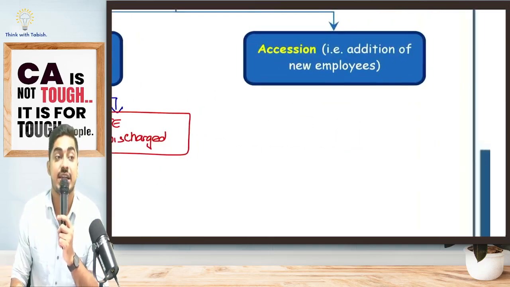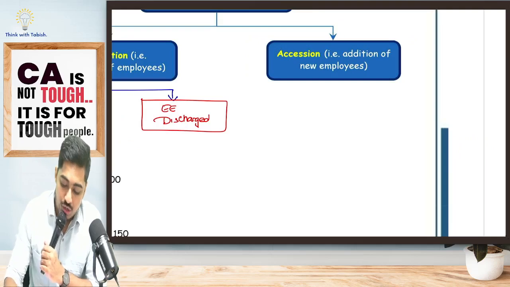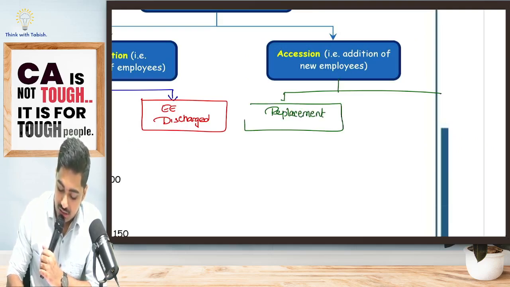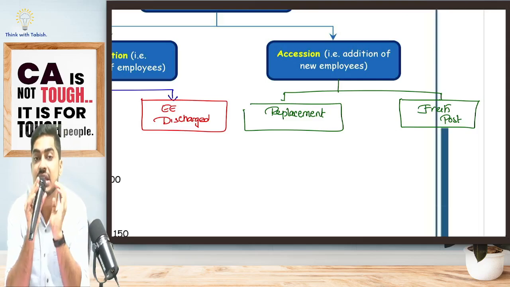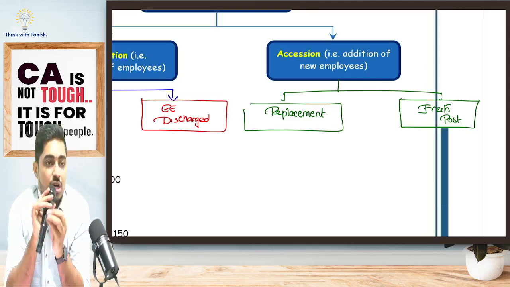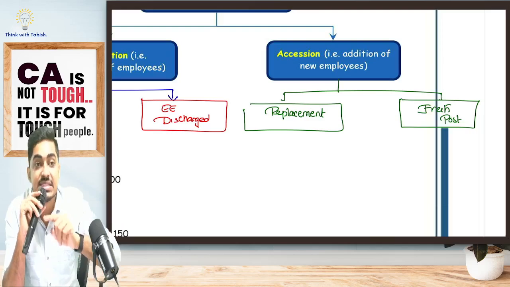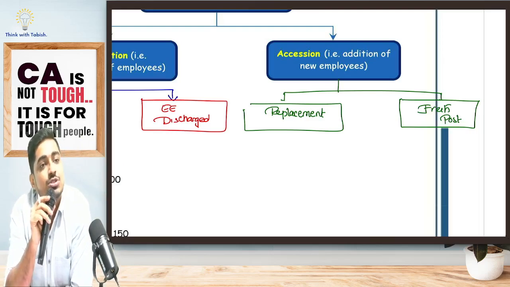Or one more thing can be accession. That means new employees are coming into the organization. What can be the reason for accession? It can either be a replacement to an existing employee, or it can be for a fresh post altogether. Accession or addition can be one of these two. It can either be a replacement to an existing employee. Mohan was there, Mohan left, so in Mohan's place someone else should come. That is a replacement to an existing employee. Or it can be for a fresh post altogether.